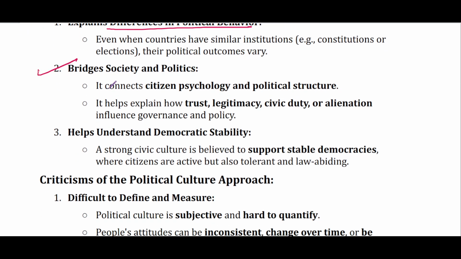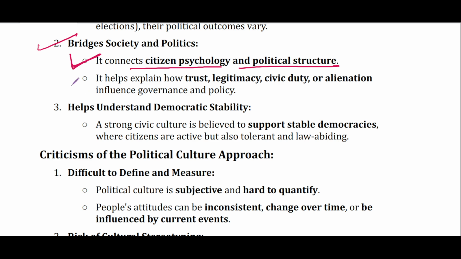Then the second strength, it bridges society and politics. So it is not just about the formal institutions, it is actively taking account of citizen psychology and aligning them with the political structure. And it also explains how trust, legitimacy, civic duty, and alienation, all of these individual traits, individual value systems, influence government and policy.